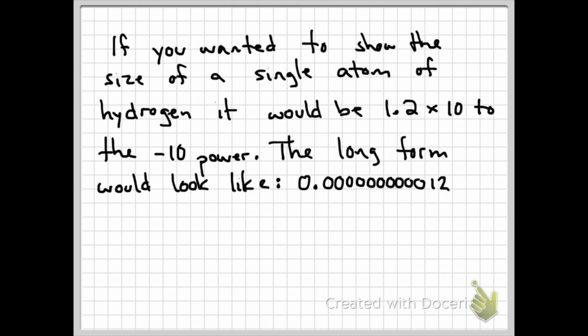So if you wanted to show the size of a single atom of hydrogen, it would be written as 1.2 times 10 to the negative 10th power. All right, so the long form of this would look like 0 point, and there's about 10 zeros there between that and the 1 and the 2. The reason they do this with negatives is, we talked about, if you talk about astronomical units, they usually use scientific notation because the distances are so large. But in the event of something that's super small, like microscopic, you're going to use negative exponents.